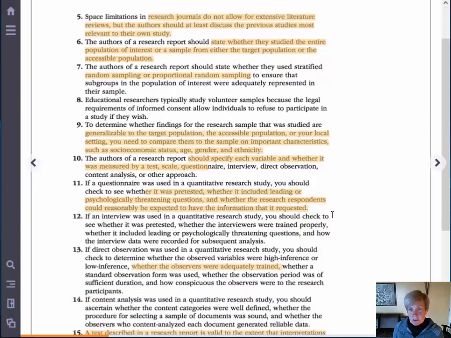What else do we have here? They should specify the variables that they're measuring if they're putting it into a scale, and it talks about a questionnaire and an interview and all those different ways to observe and get results.